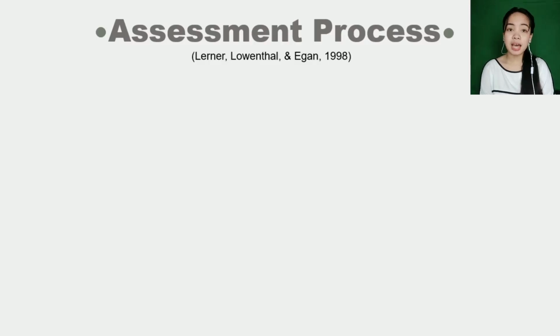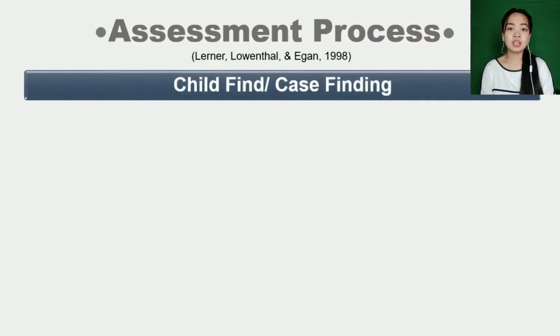The information gathered through the assessment is significant in identifying the child as eligible for special services, planning instruction, and measuring progress. Going back, the 6 stages span from child find to program evaluation. Stage 1 is the child find or case finding, which I've discussed earlier. This is the procedure in locating those children who might need early intervention services and programs.